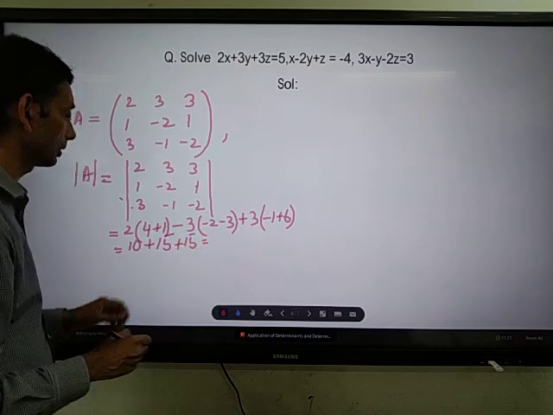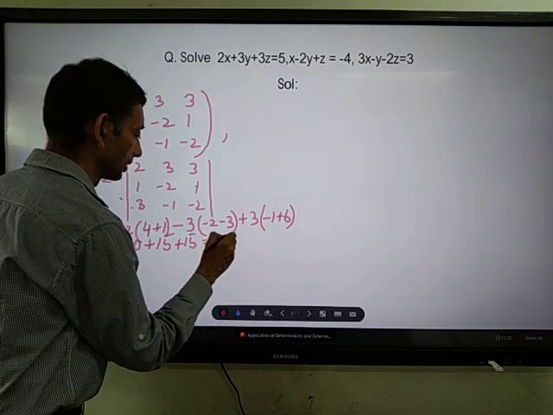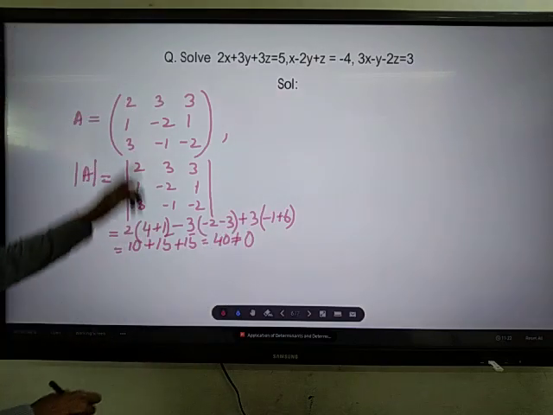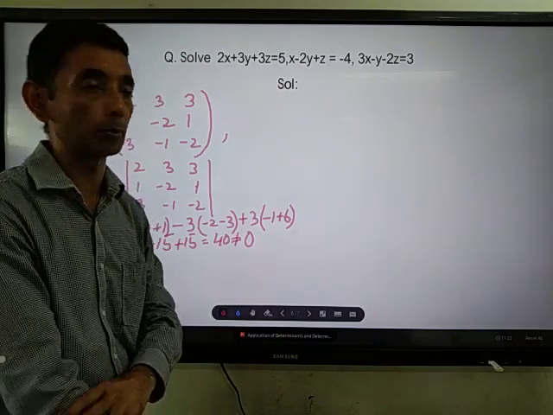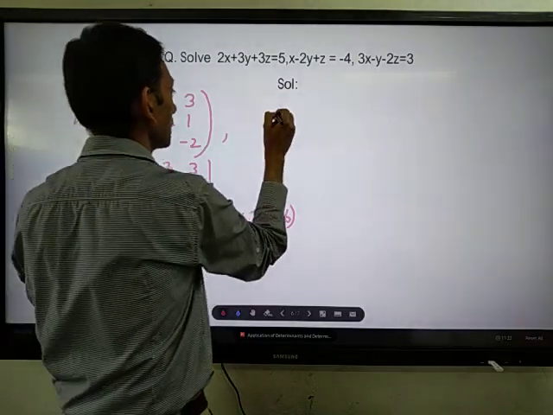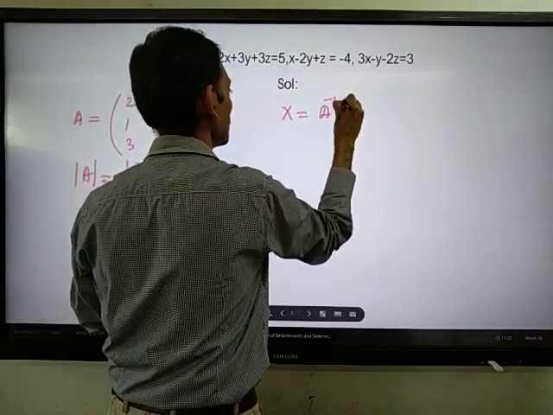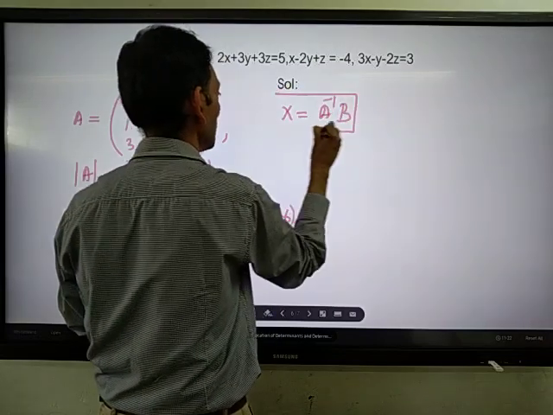That is 15. 15. 30 plus 10. It's 14. That is not equal to 0. Okay. So the given system we can write in the form of x equal to A inverse B. We can write in the form of this.